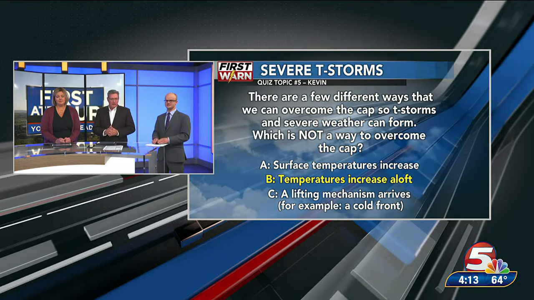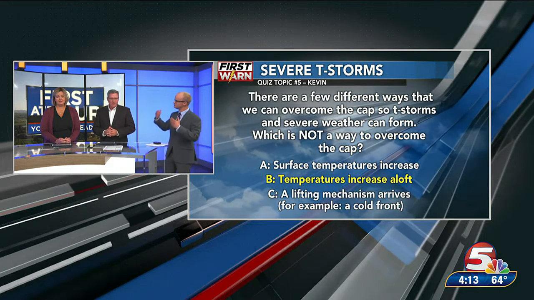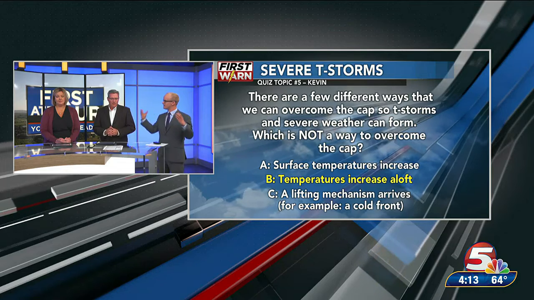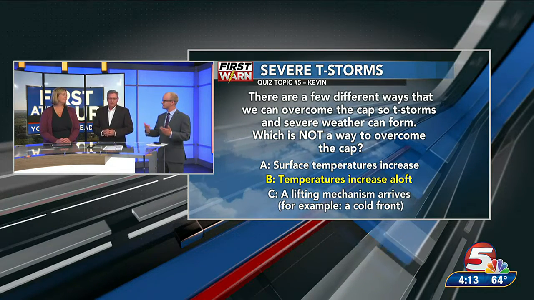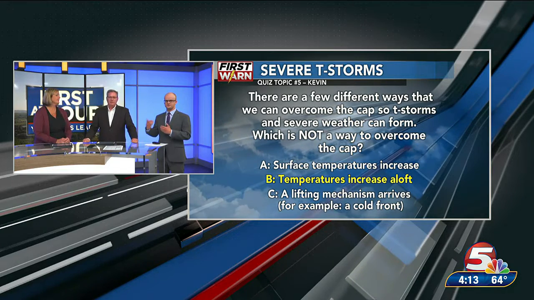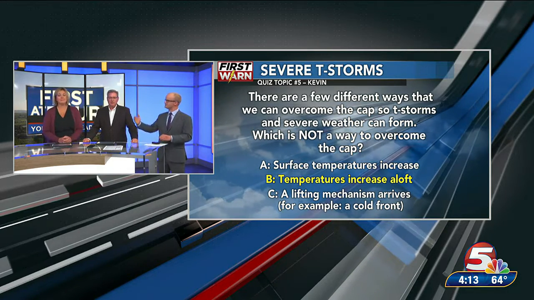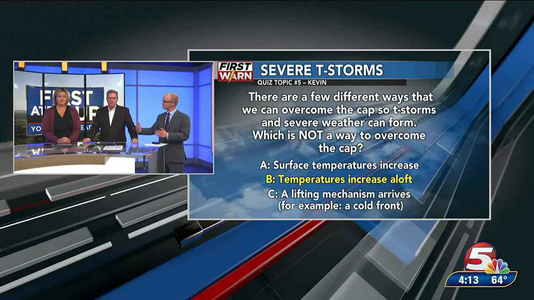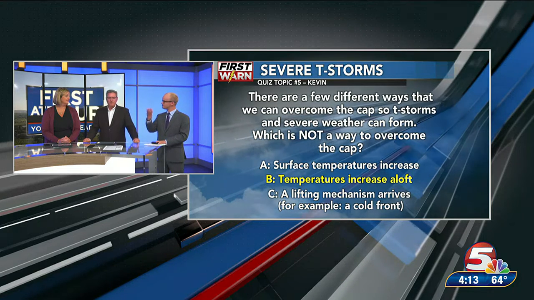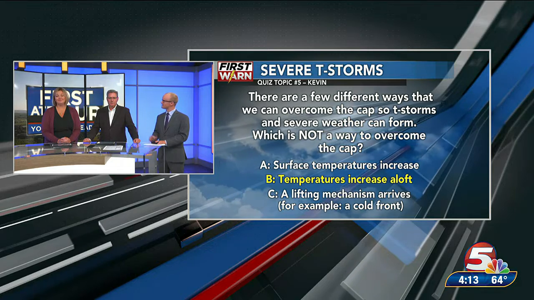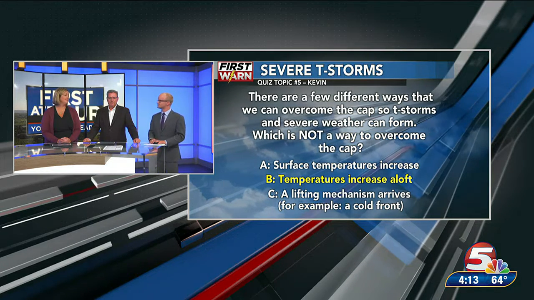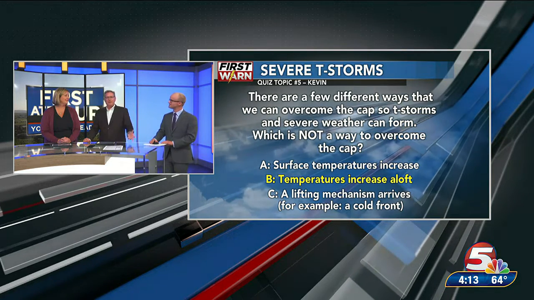So the answer is temperatures increase aloft, because if you already have a warm air layer aloft and you increase that further, that's going to intensify your cap further. Versus if your surface temperatures increase, you can warm that ground, you get your convective temperature, and your air can rise and be more free to move. Correct. Vertically, temperature decreases as you go up. It's a little bit of a trick question.